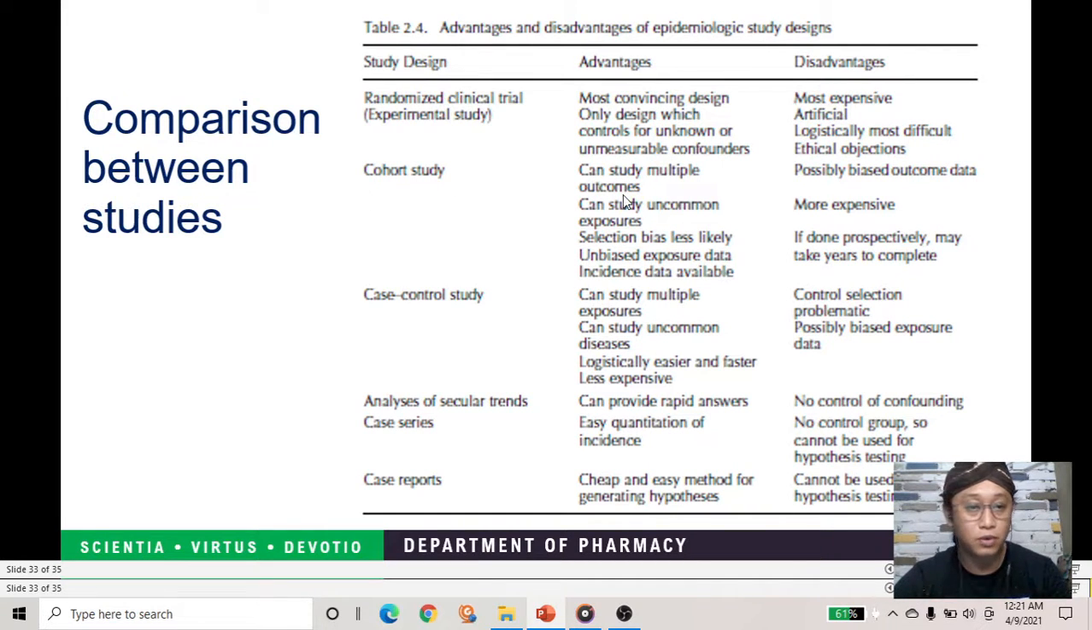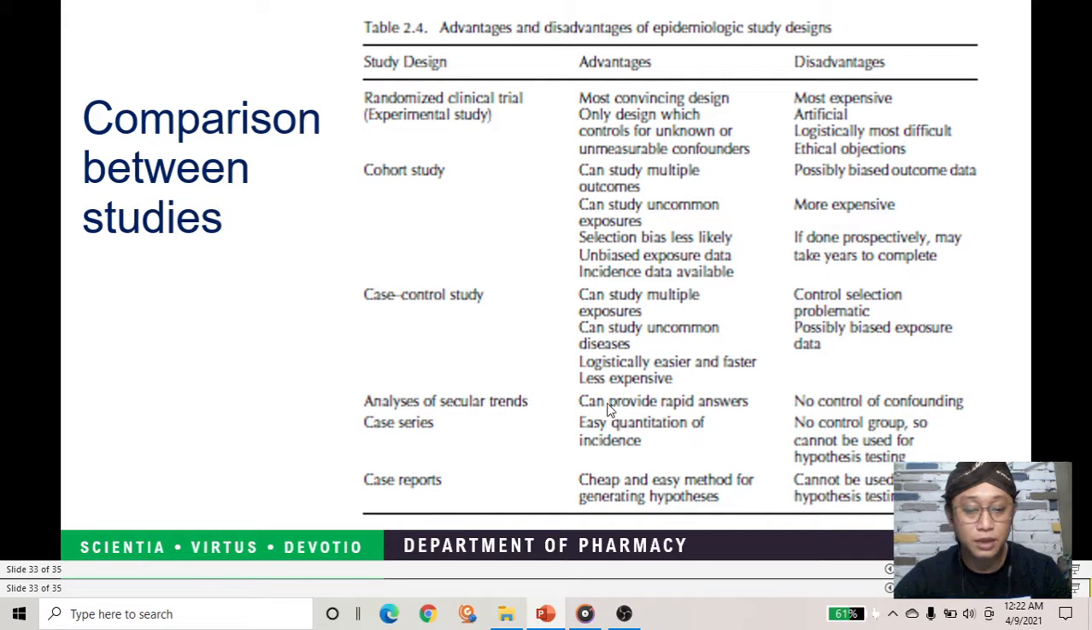So we have a cohort study here. This is less expensive than a randomized clinical trial. It can study multiple outcomes, and we have a good temporal relationship, because we depart from the exposure and then we can understand the outcome. And we have the case control study here that can study multiple exposures, but this is prone to recall and measurement bias. The disadvantage is also that it is usually problematic to select the participants for the control group.